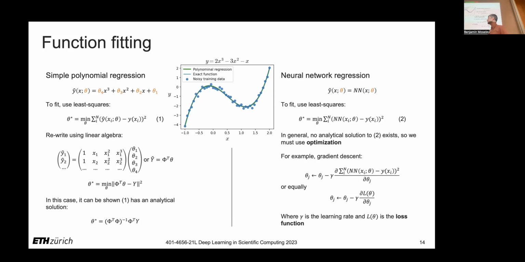So I guess the key difference here is that because a neural network is in general an arbitrary function, we can't rewrite this in linear algebra, and in general we don't have an analytical solution. And so what we have to use is some type of optimization algorithm. We have to basically search over the values of theta to fit the neural network to the training data. And what is done for the vast majority of cases is we use gradient descent as our optimization algorithm.